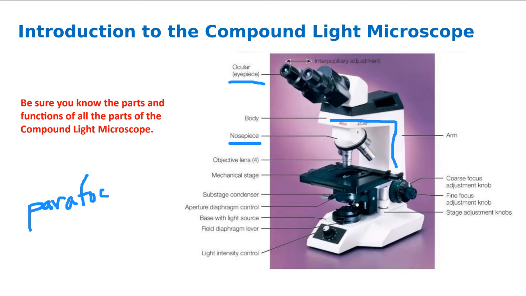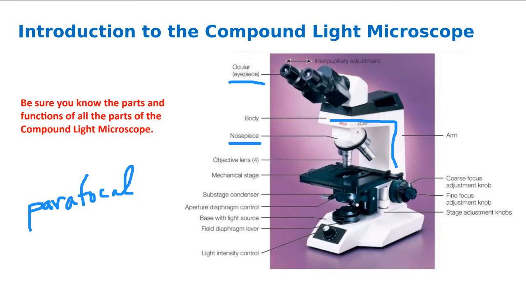Has anybody ever heard of the term parafocal? Okay. What does that mean, Miss Amandetta? That you can use one lens and get it in focus, and then you can switch to another lens and it should still be in focus. You only have to fine tune it a little bit. Perfect. So they're all aligned with each other, okay?